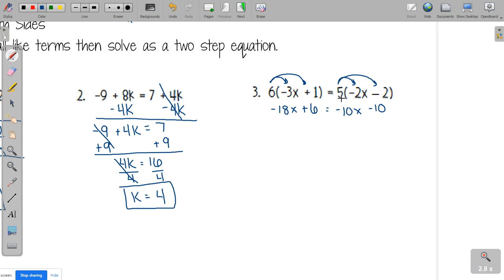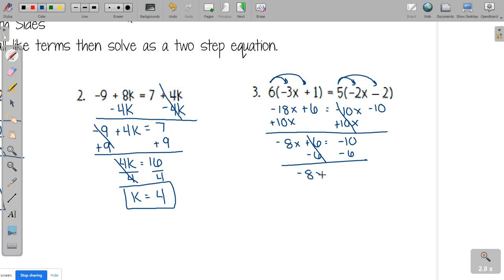Doesn't matter which side you go, let's move the negative 10x over. So we're going to add 10x to both sides. Negative 18x plus 10x is negative 8x plus 6 equals negative 10. Now we need to move the 6 over. So we're going to subtract 6 from both sides. Get negative 8x equaling negative 16.